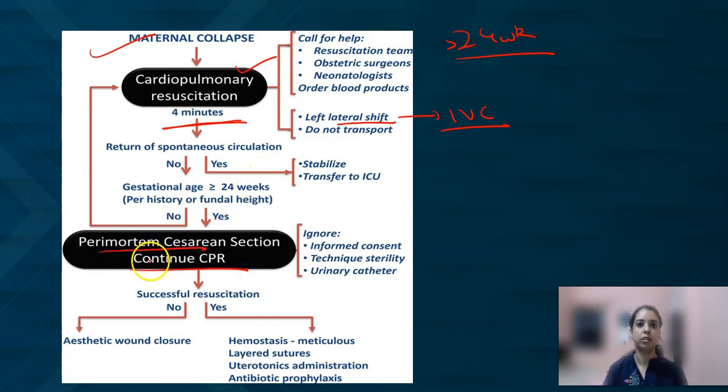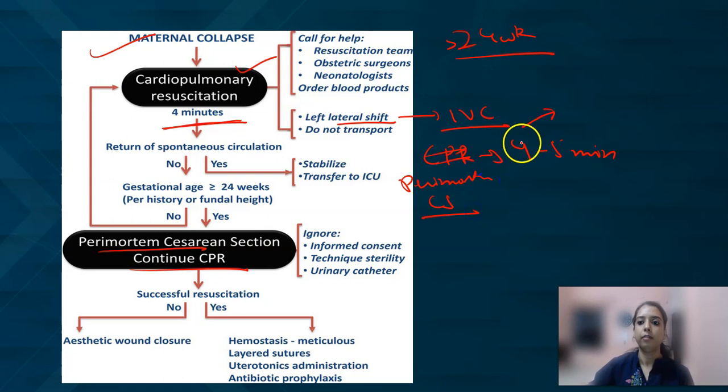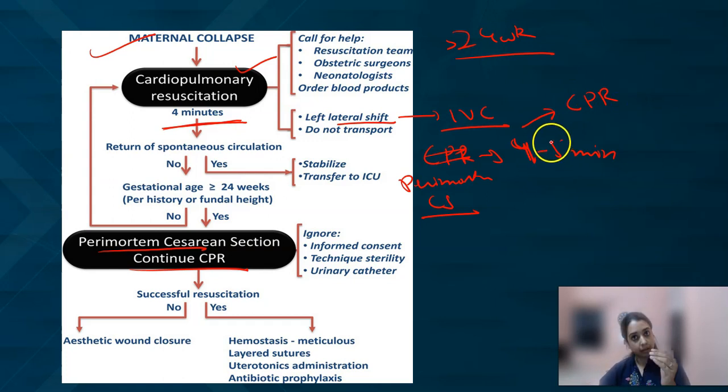So perimortem CS you are doing so that your CPR could be effective, right? So the CPR recommendation according to ACOG should be done within 4 to 5 minutes. Sorry, not CPR, perimortem CS. For the first 4 minutes you are doing CPR. If the patient does not respond after 4 minutes, before the patient reaches the 5th minute, so within this 1 minute duration, you do a perimortem CS.